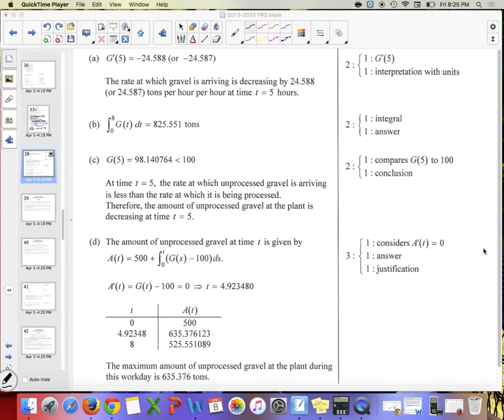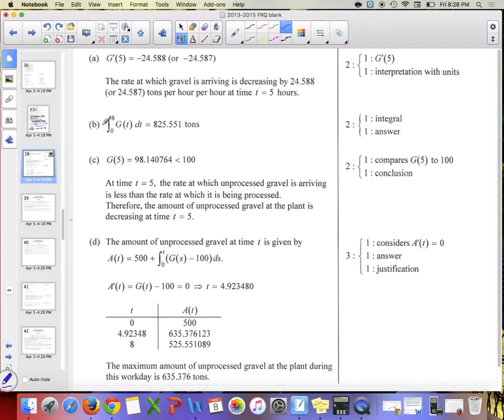Look at the scoring for this question. You get 1 point for finding g prime of 5 correctly. You get 1 point for writing the interpretation with units. So you would have to say something like decreasing by 24.588 tons per hour, so it's kind of weird, tons per hour squared kind of, at time t equals 5. For part B, you get 1 point for having the correct integral set up. So see how simple it is?